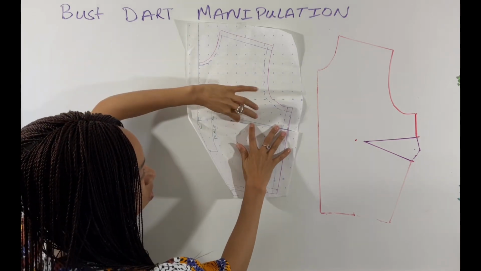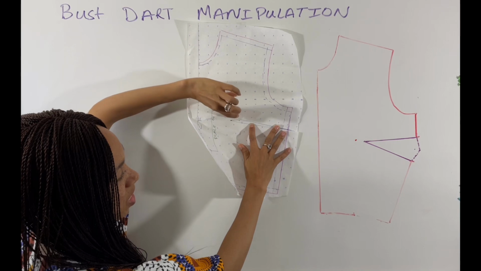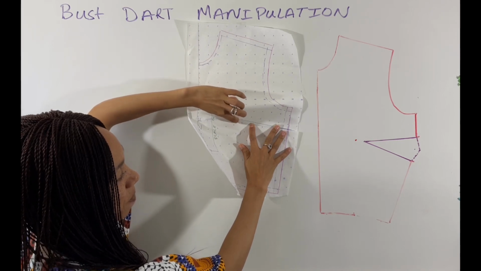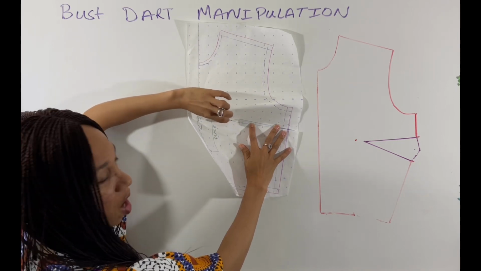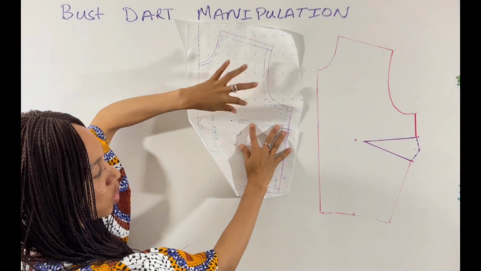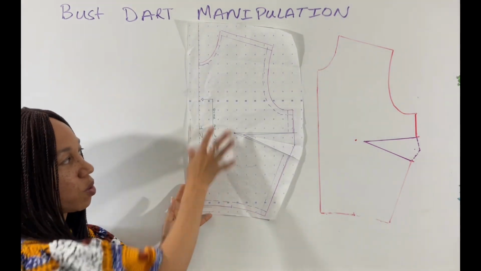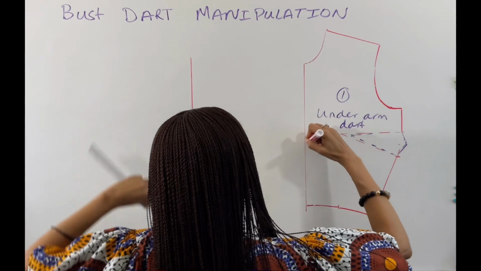And make sure you are folding it to the new tip, which is 1 inch away from the original tip of the dart from the waist. This is what the end product would look like. This is the center front.